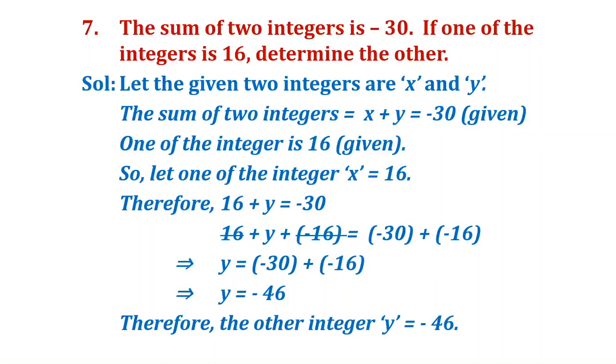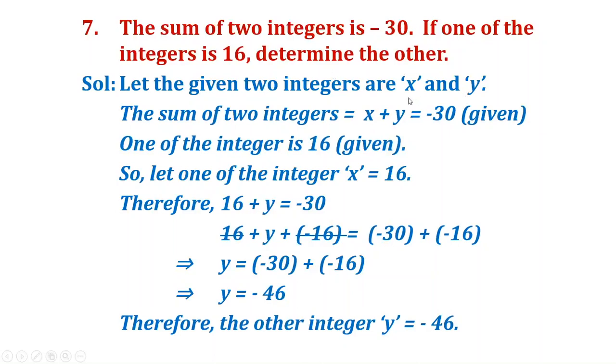So now what is the problem here? The sum of two integers is minus 30. If one of the integers is 16, determine the other. You don't know what the two integers are that you have to add in the first sentence. So let the given two integers be x and y. I am assuming that the two integers are x and y.